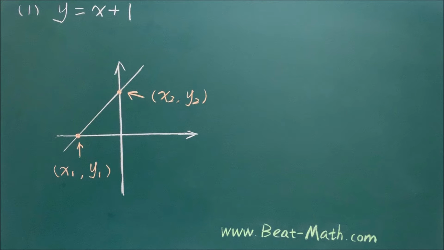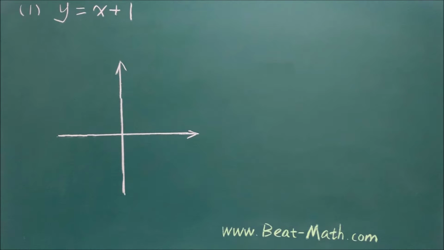y equals x plus 1. Of course, we can randomly choose any two values of x, such as x equals 1 and x equals 2, and plug them into the equation to find two values of y. But usually, we take the two intersections of the straight line and the coordinate axes, because the y-coordinate of any point on the x-axis is equal to 0, and the x-coordinate of any point on the y-axis is equal to 0, which makes our calculation simple. Let's try it together.